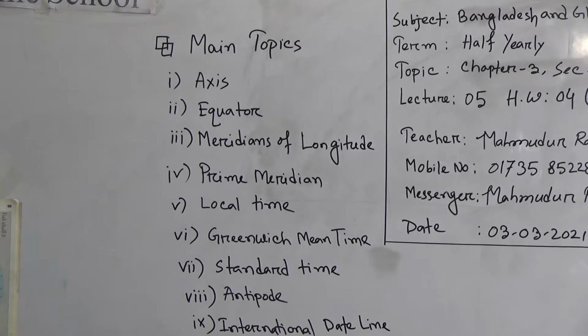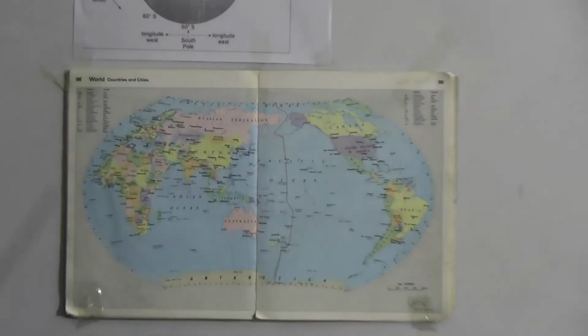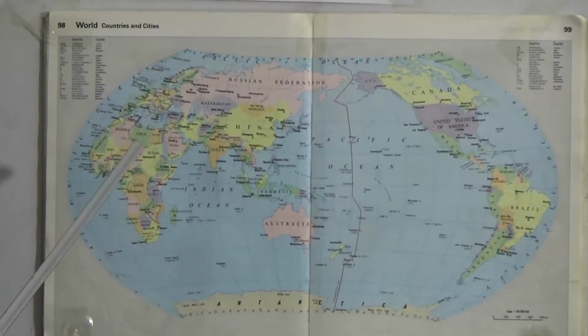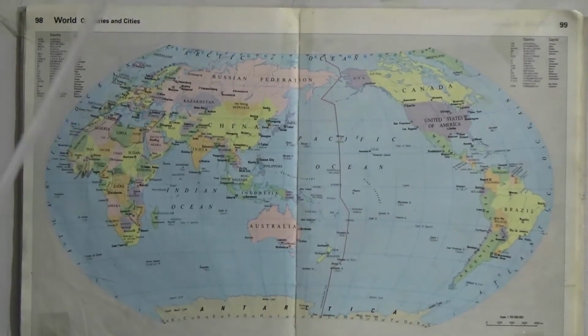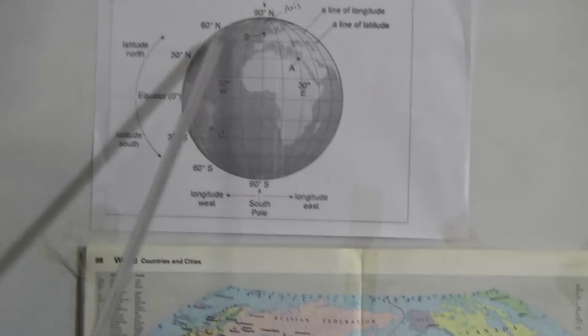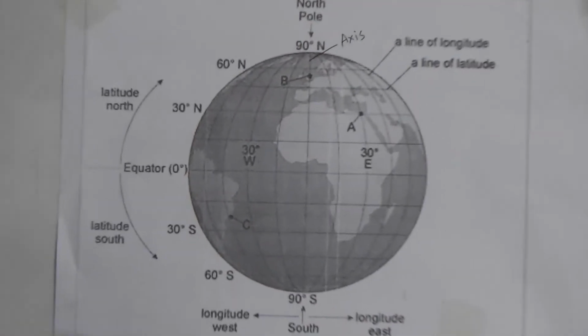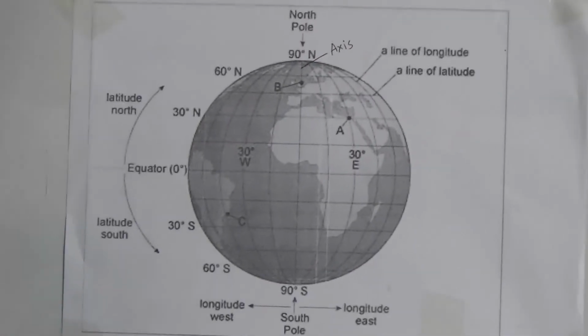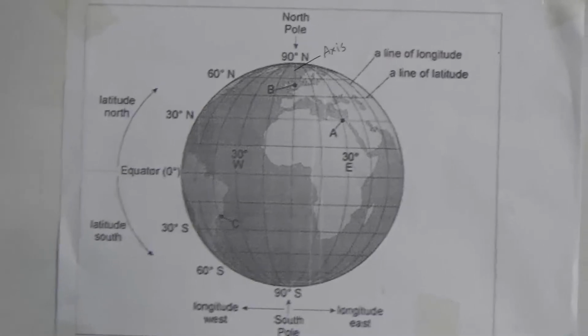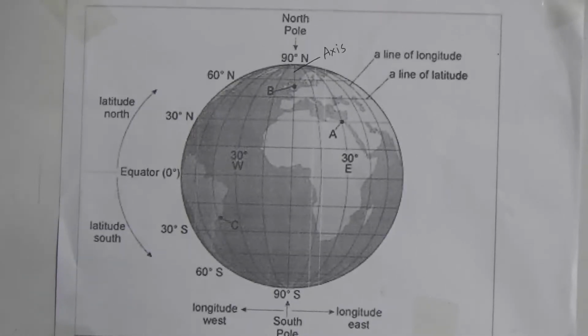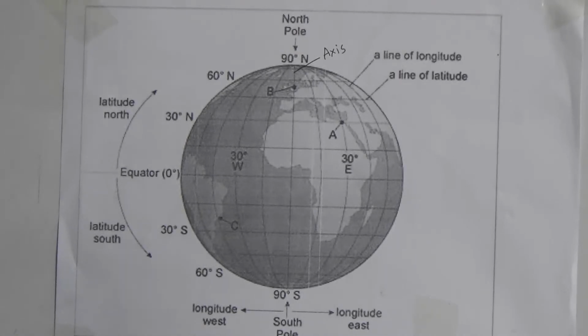Dear students, look at the board. I have attached two maps for you. First one, the globe. This is the globe. This is our earth. You know that our earth is round. To calculate the time of different places of this earth, the earth is divided through several lines.